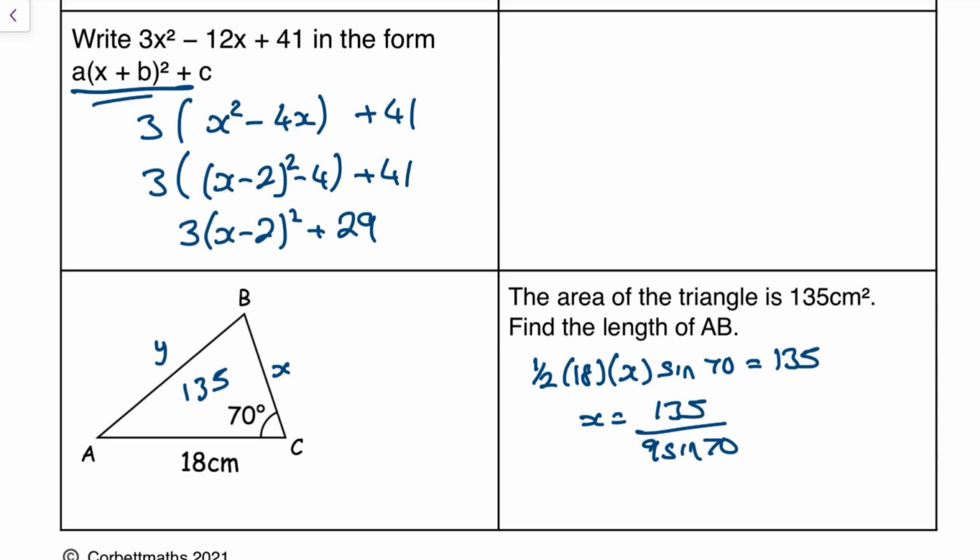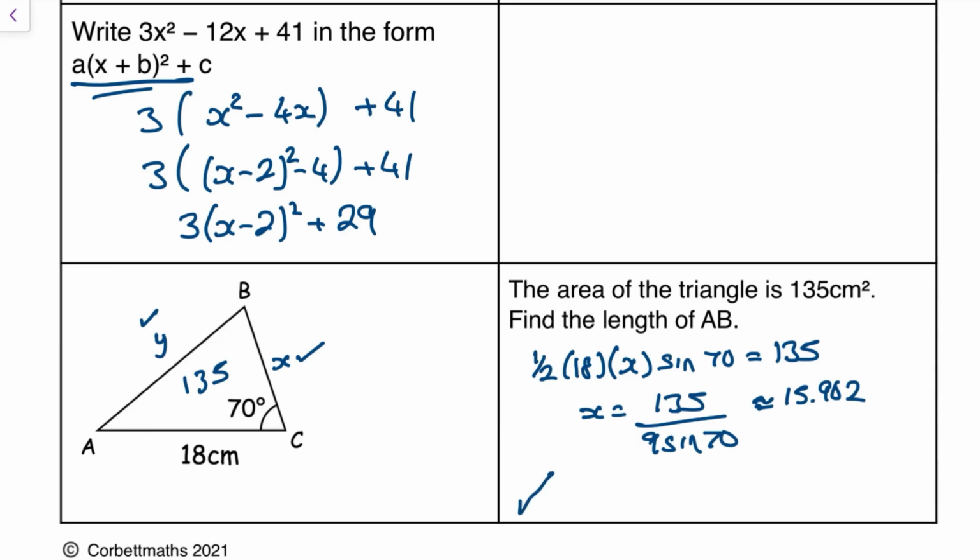Actually, I'm not going to leave it, because I'm now going to put that into my cosine rule. So let's get an approximate value. I've got 15.962666659. I need a few sig figs, so I'm going to call it 15.962. Now you'll remember, I've now got x, so I need to use the cosine rule to find y.